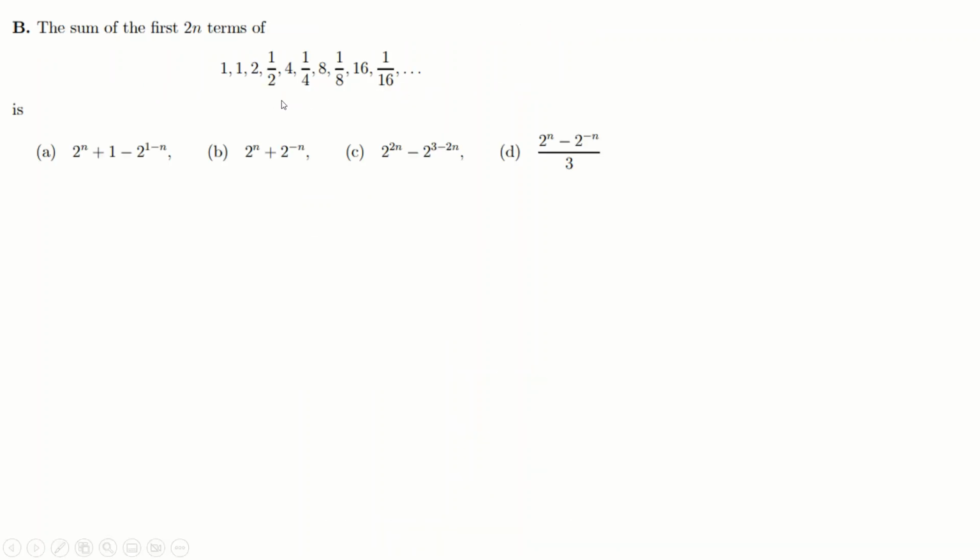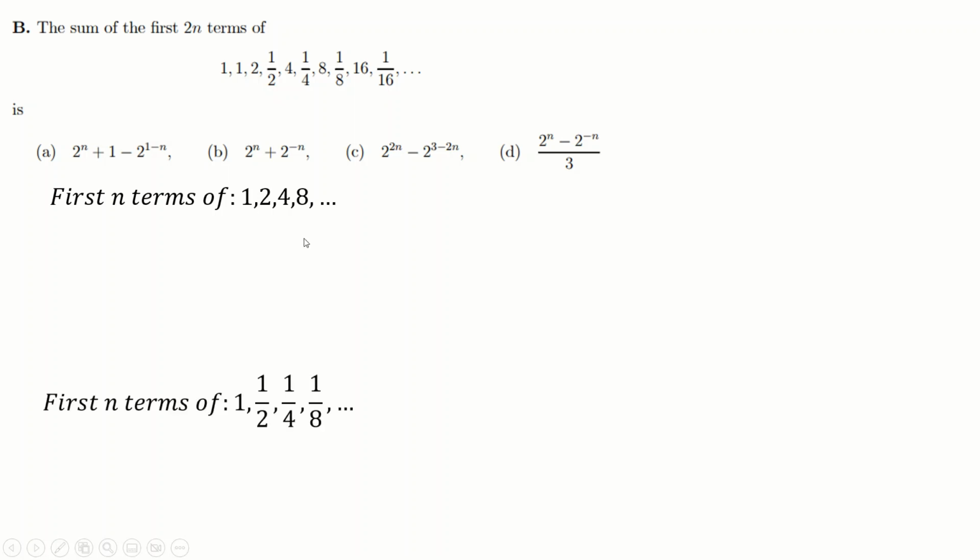You just need to spot that there are actually two sequences within this series here. There's the one that goes 1, 2, 4, 8, 16, and so on. And there's the one that goes 1, half, quarter, eighth, 16th, and so on. Once you figured that out, because there are n terms in total, there are n terms of this and n terms of that. And of course, this is just a geometric series with first term a, ratio r, and n terms. So we can use the sum of a geometric series formula with a equals 1, r equals 2, n equals n.